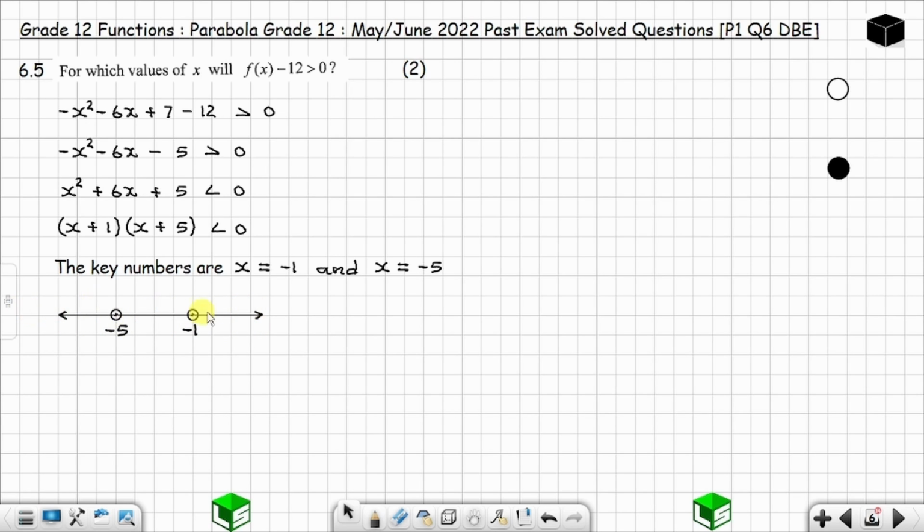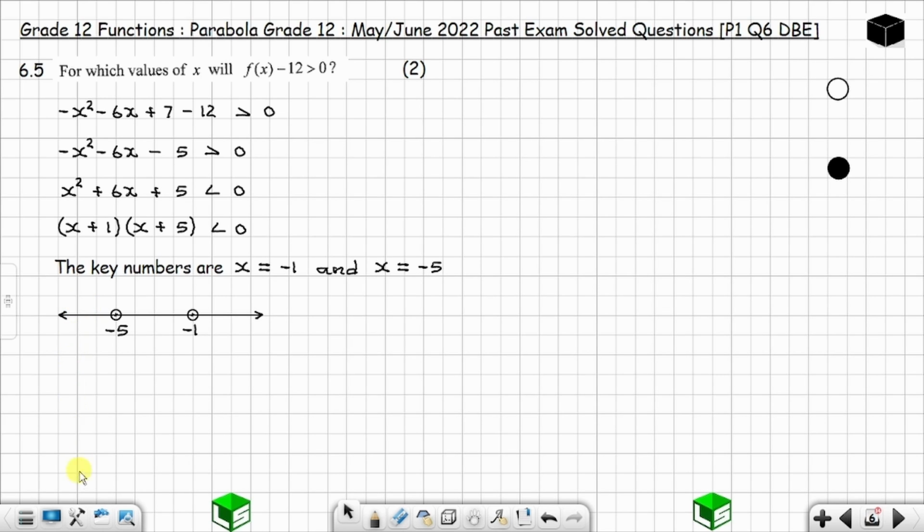Remember you have 3 intervals. You have the interval before -5, this interval. So before -5, you have -6, -7, -8, -9, all the way to -infinity. So you can use any number before -5 to test this interval and see if your answer is going to be a positive or a negative answer.